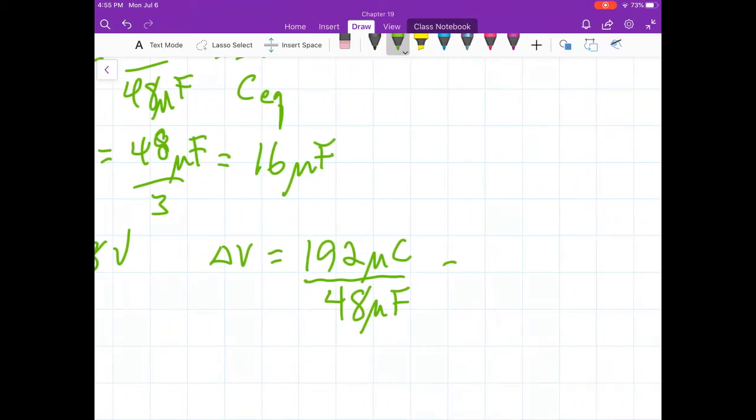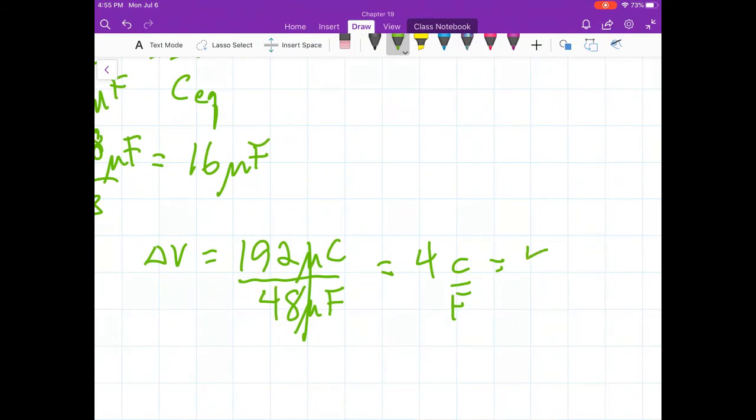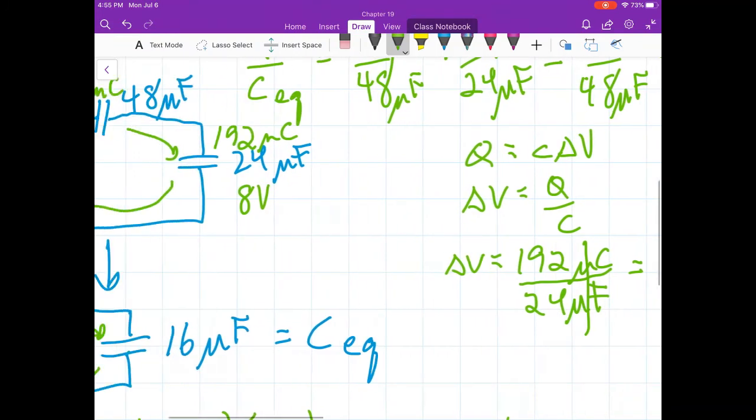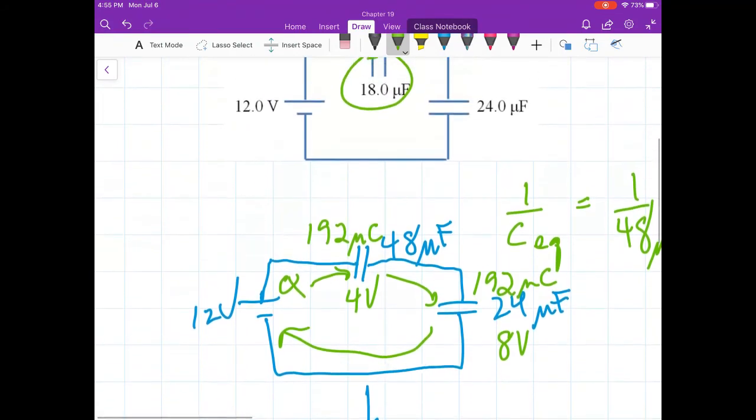Well, 48 goes into 192 4 times. Micro cancels out. Coulomb per farad. I'm measuring delta V, so it must be 4 volts. So this capacitor is 4 volts. Okay, but this is not what I started with. Let's see what I started with.